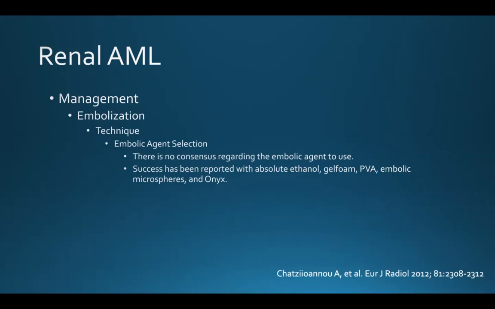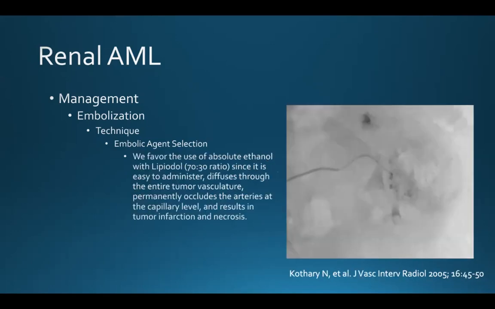When it comes to embolic agent selection, there really is no consensus regarding which one to use. Success has been reported with absolute ethanol, gel foam, PVA, embolic microspheres, and Onyx. At our center, we use the PEN protocol for embolizing these angiomyolipomas. This uses absolute ethanol and lipiodol at a 7:3 ratio. And we do that since it's easy to administer, it diffuses through the entire tumor vasculature, it permanently occludes the arteries at the capillary level, and results in tumor infarction and necrosis.